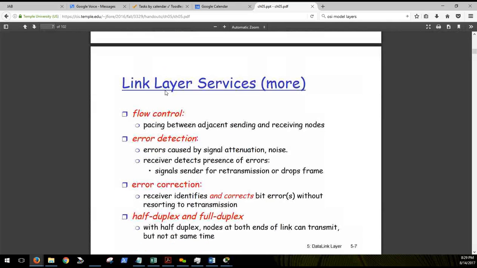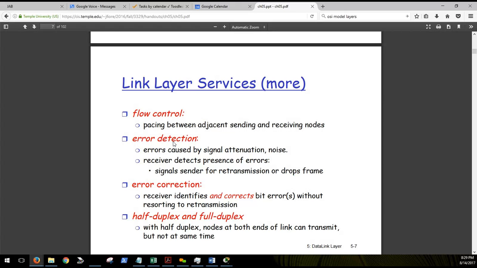The other thing that we have to work on in the link layer is flow control. In other words, pacing between the adjacent sending and receiving nodes. The receiving node must be able to tell the transmitting node, hey, slow down, you're sending too much too fast, okay?